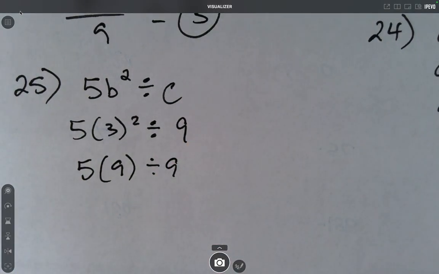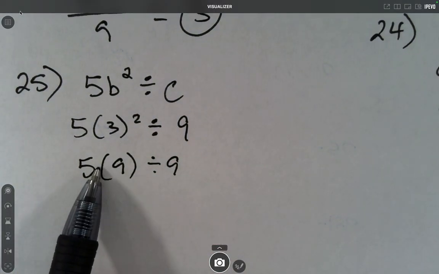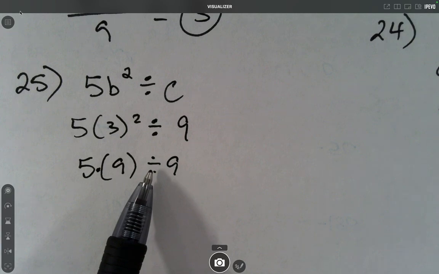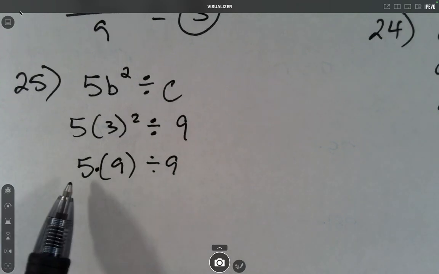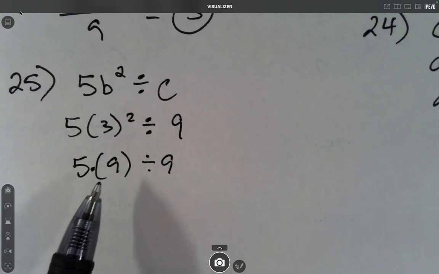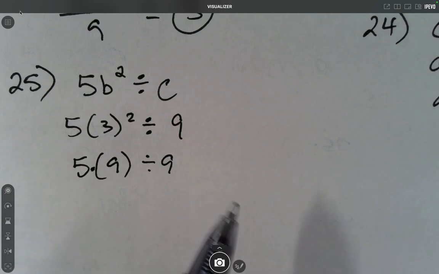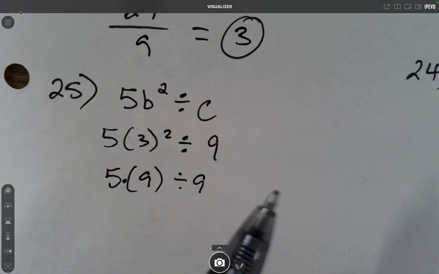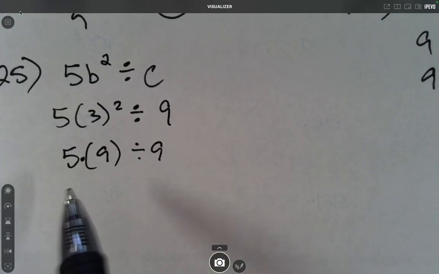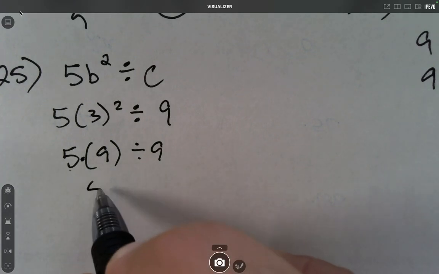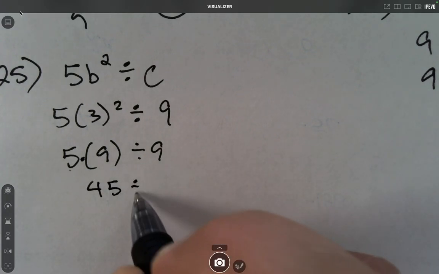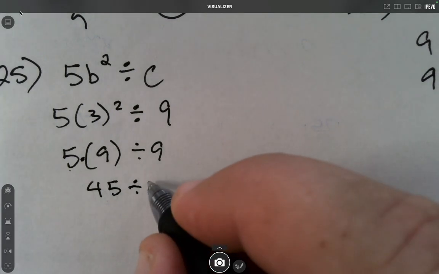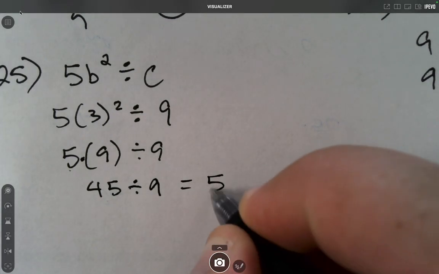So then we look at multiplication and division. We have both. We have multiplication right here and division right here. Now I'll go and tell you, for this problem in particular, the order doesn't really matter, but there are problems where it makes a world of difference about whether you get the answer right or not by the order you do it. So just always be in the habit of doing it from left to right. 5 times 9 is 45. 45 divided by 9 is 5.